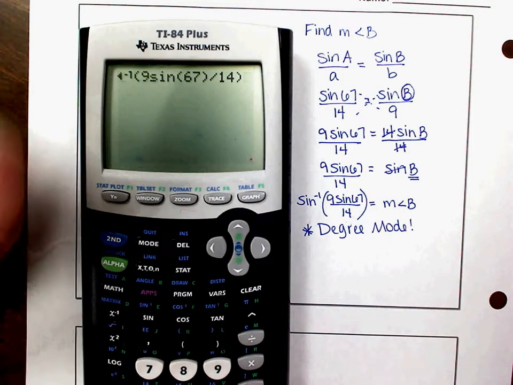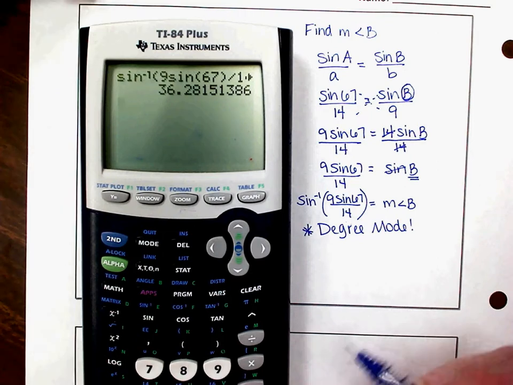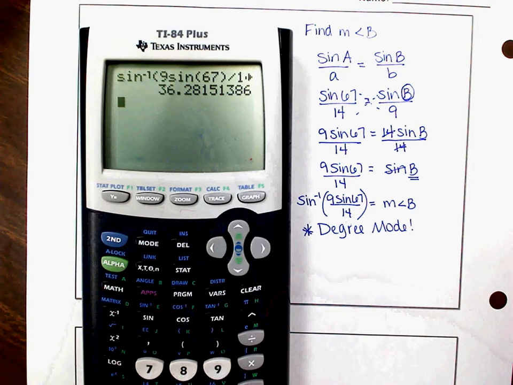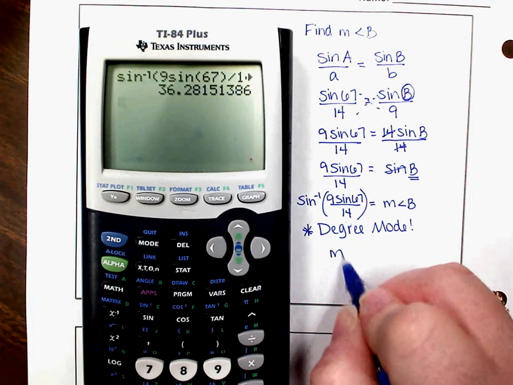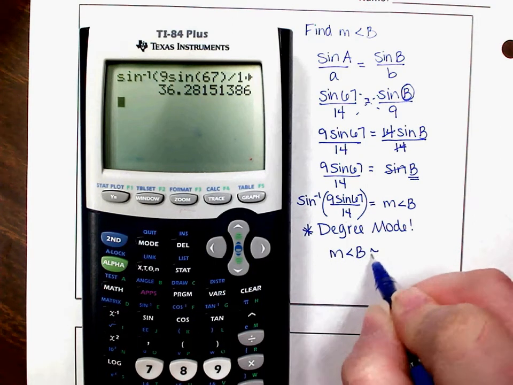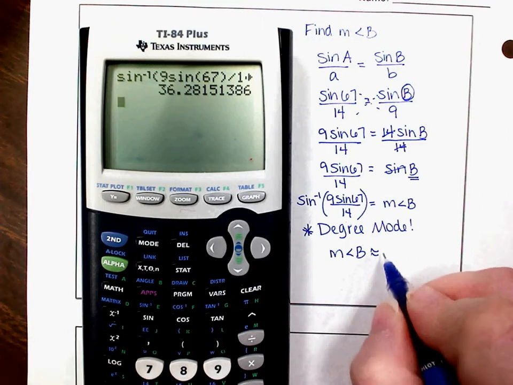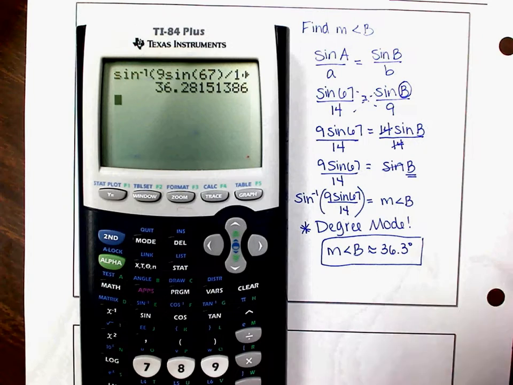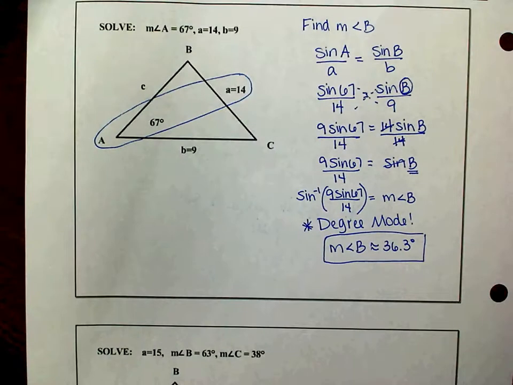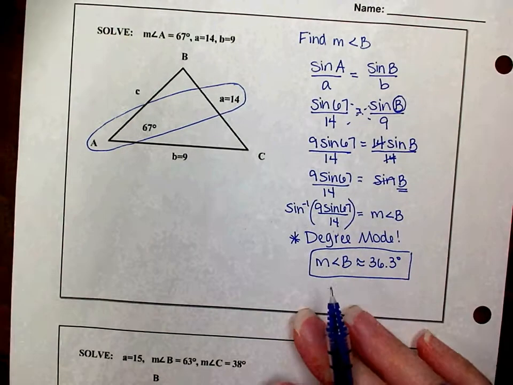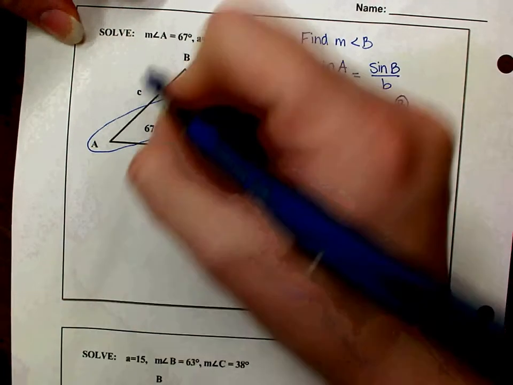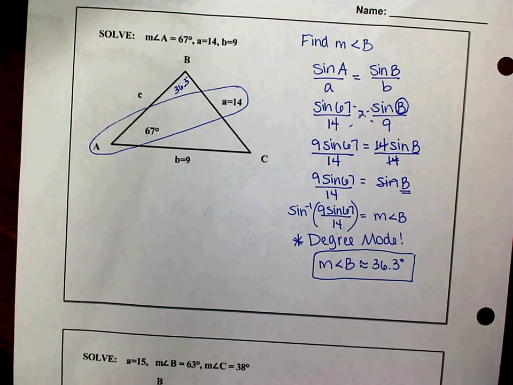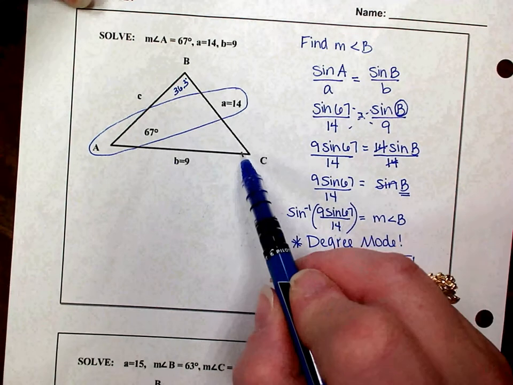So I'm going to press enter, and we're going to be rounding to the nearest tenth, so that 2 will become a 3 because of the 8 next to it. So the measure of angle B is approximately 36.3 degrees. So we did exactly what I asked you to do, which is find the measure of angle B. And remember, this is a rounded answer. It's approximately 36.3.